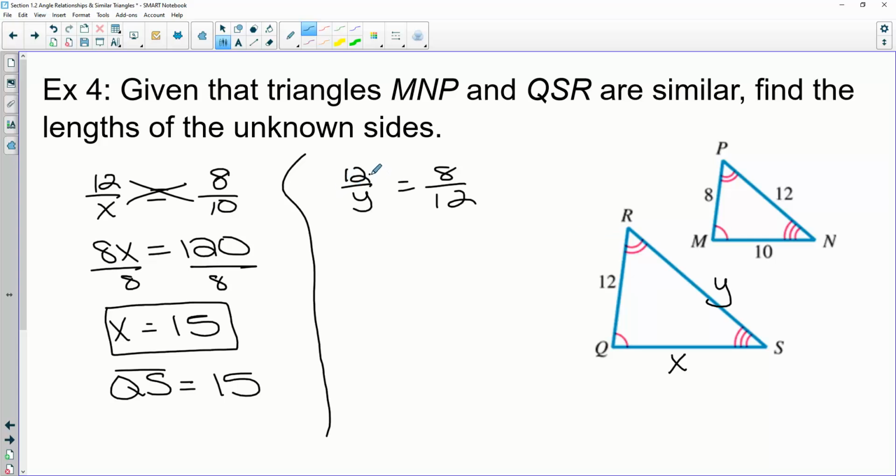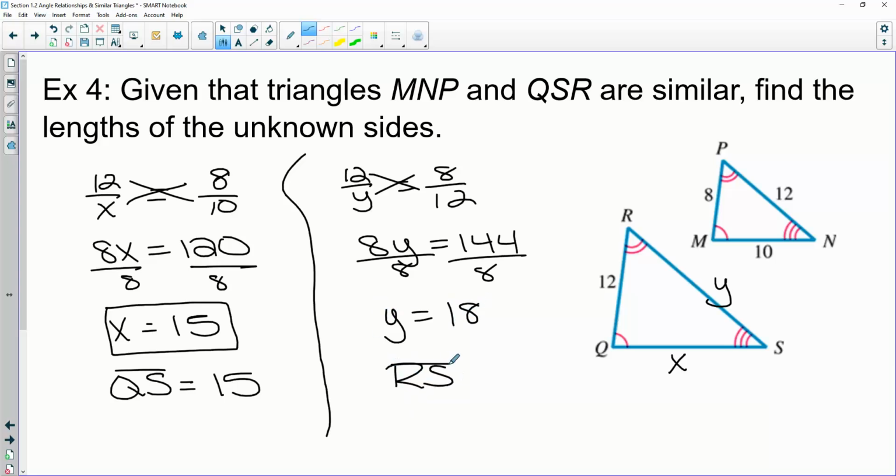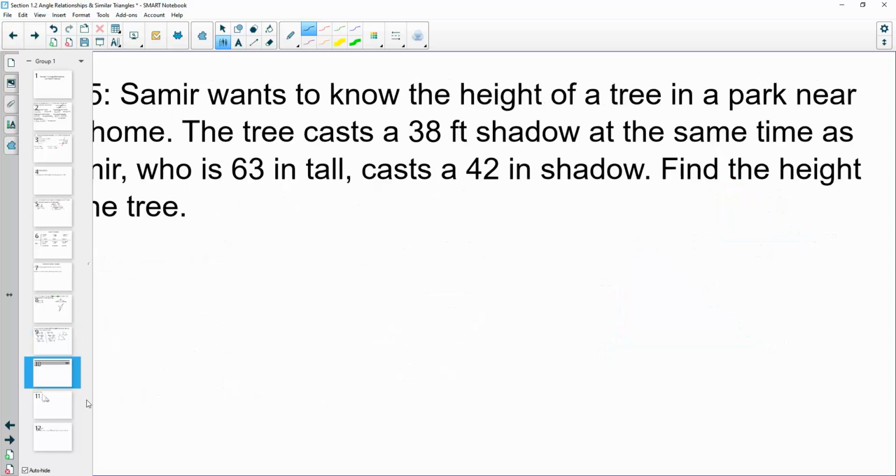So then if we cross multiply, 8y equals 144, divide, and y is 18. Or we could say side RS is equal to 18. So we found our missing sides. Is that one okay? Two more problems.